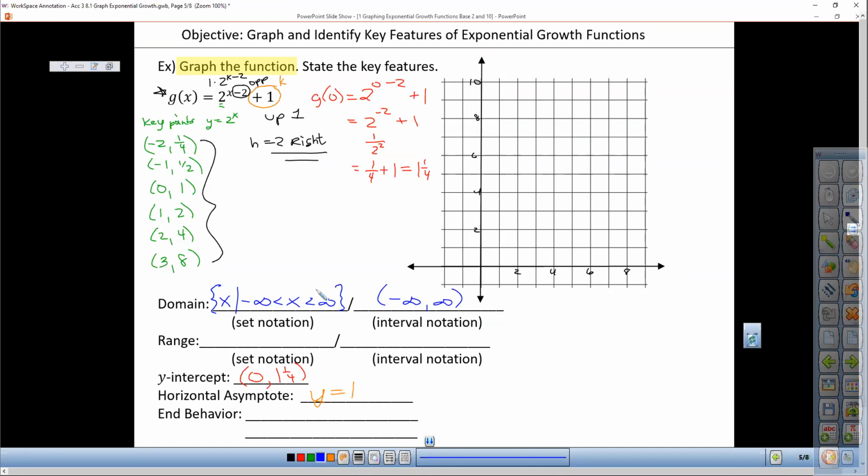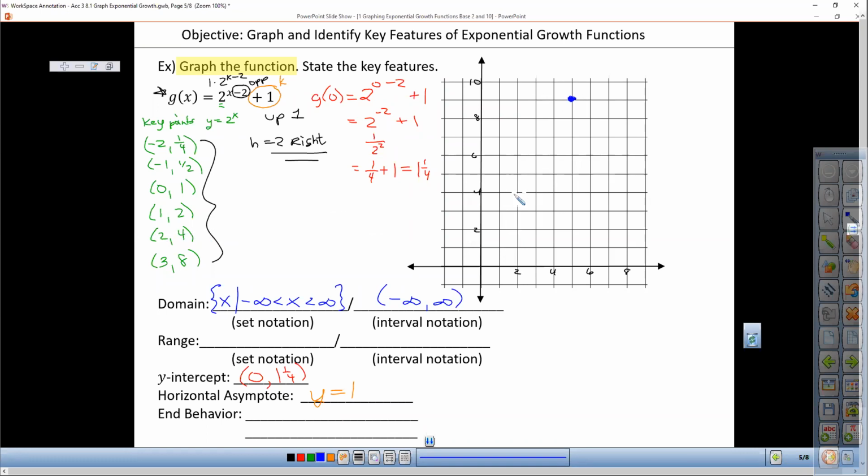All right, so now I'm going to transform my points. And you can start with whichever point. I like to start with the 3, 8, the one with the bigger numbers, but it's not that big a deal. You can start with the -2, 1/4, whatever you like. So 3, 8. So here's 3, 8. I'm going to take that 3, 8 and move it up 1, right 2. Or I could go right 2 and up 1. It's going to appear at 5, 9.